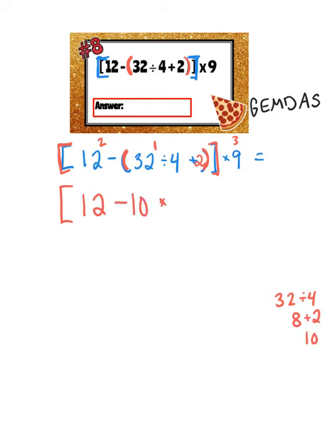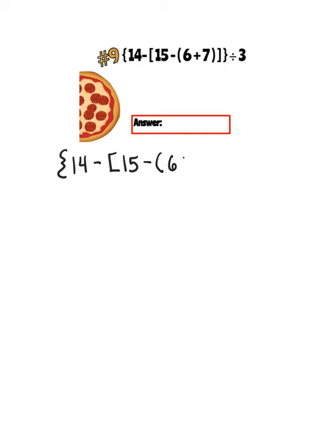Oh gosh, now here we have 3 types of grouping symbols. So let me copy this one really carefully. Open braces, 14 minus, open brackets, 15 minus, open parentheses, 6 plus 7, close parentheses, close brackets, close braces, divided by 3. Okay, so we're going to do our innermost grouping symbol first, which is parentheses. Then we're going to do our next grouping symbol, which is brackets. Then we're going to do our braces. And last, we'll do our divided by 3. Ooh, that's a lot. Okay, so let's begin.